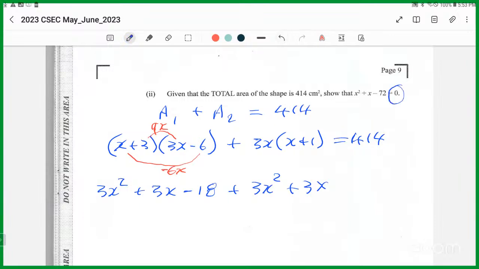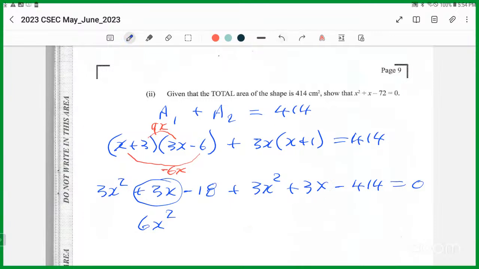But because I have 0 on the right side, I can take this 414 and bring it over here. So I put minus 414 equals 0. What good is that? We're going to consolidate the like terms and then simplify. What are the like terms? This and this are like terms. They add up to 6x squared. Then the terms in x, this one and this one, will give me 6x.